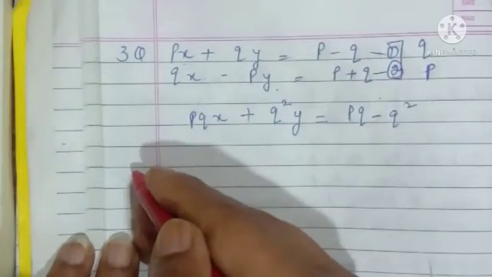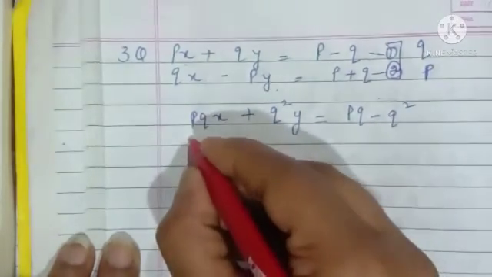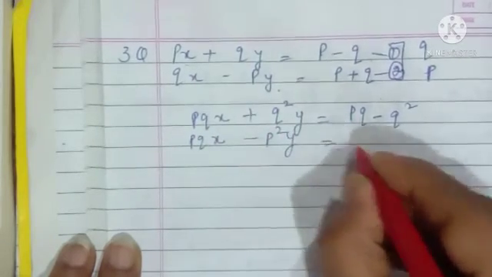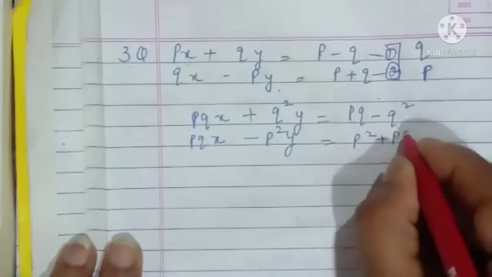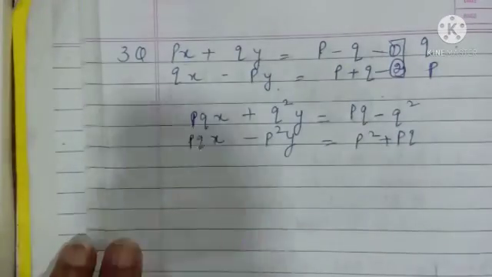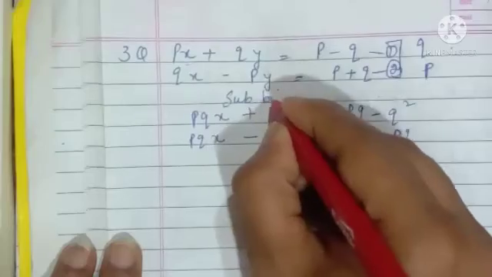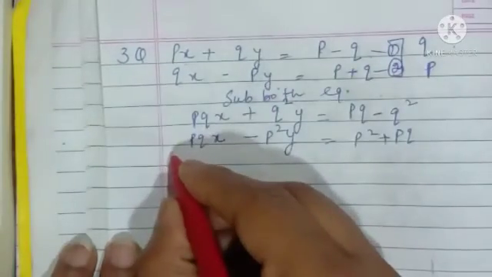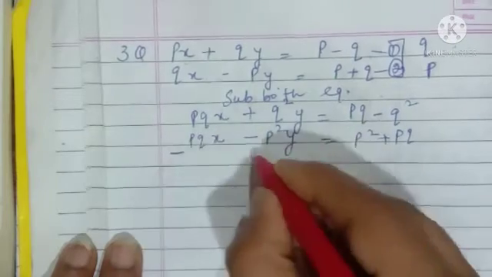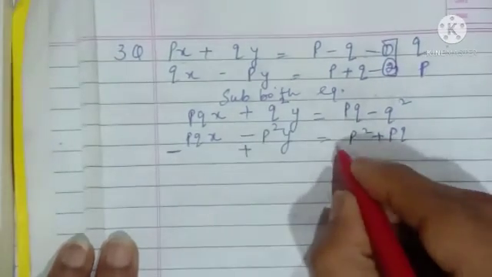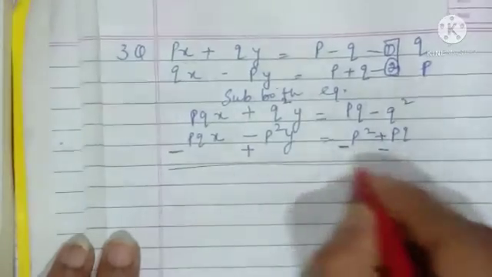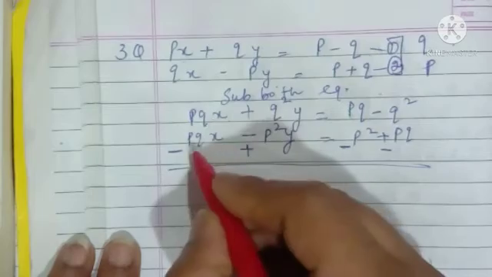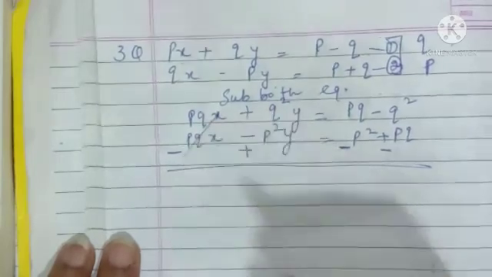Now let us multiply the second equation with p. I get pq into x minus p square into y is equal to p square plus pq. After multiplying, we will subtract both equations. I have to change the signs now. Here will be negative, this will be plus, this will be negative, this also will be negative. You can see here pqx is plus, here pqx is minus. It will be cancelled now.